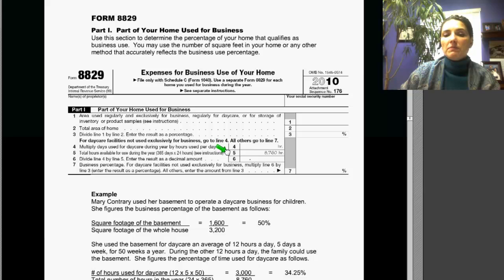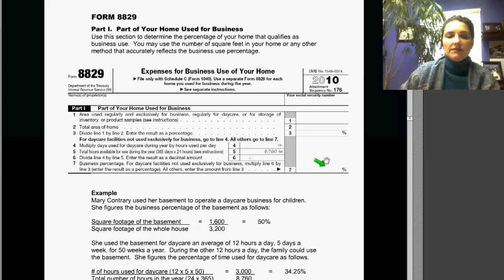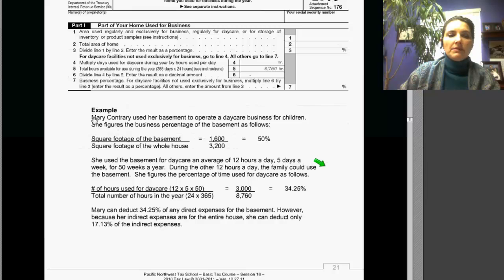You will divide line 4 by line 5, and line 5 represents the number of hours in a year. And then you will get a percentage which you enter on line 6. You then take line 6, multiply it by line 3, and get the amount to enter on line 7. If you do not run a daycare, then line 3 would carry straight down to line 7. And here is an example.